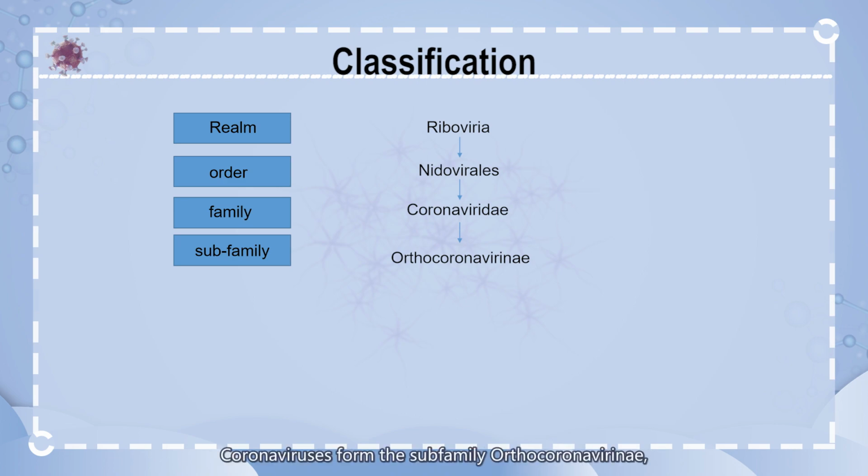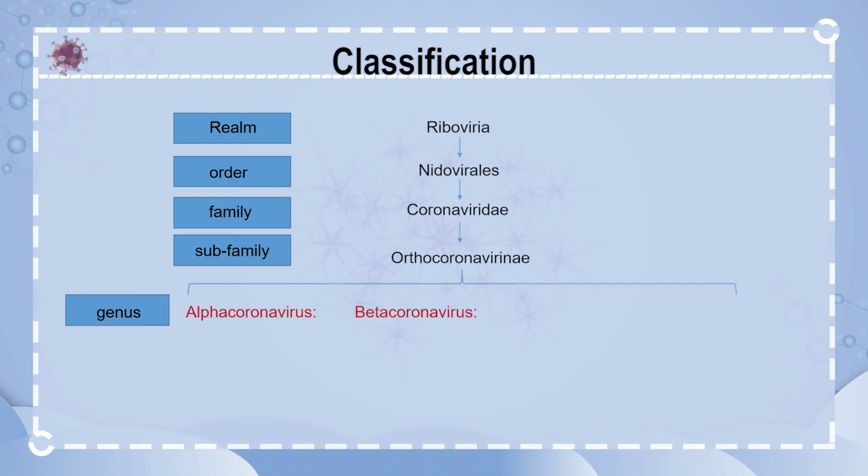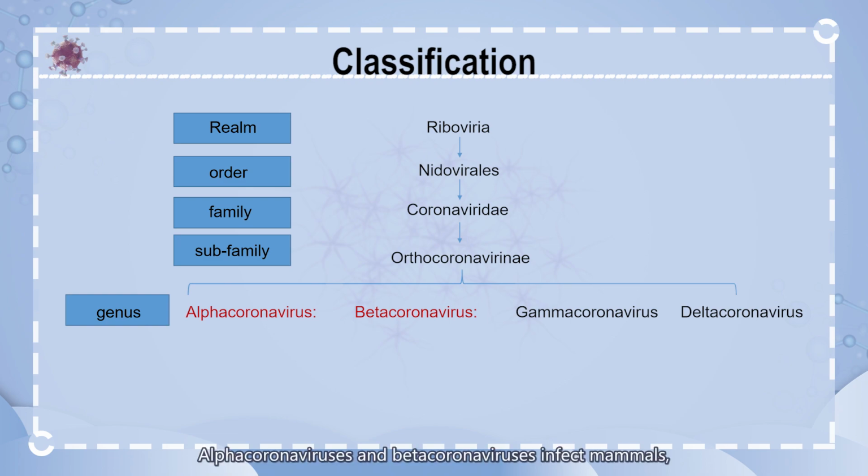Coronaviruses form the subfamily Coronavirinae, which is one of two subfamilies in the family Coronaviridae, order Nidovirales, and realm Riboviria. They are divided into four genera: alpha coronavirus, beta coronavirus, gamma coronavirus, and delta coronavirus. Alpha coronaviruses and beta coronaviruses infect mammals, while gamma coronaviruses and delta coronaviruses primarily infect birds.